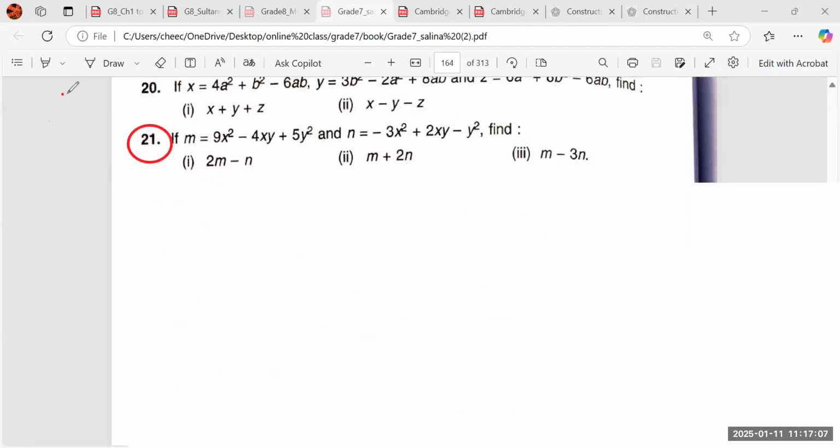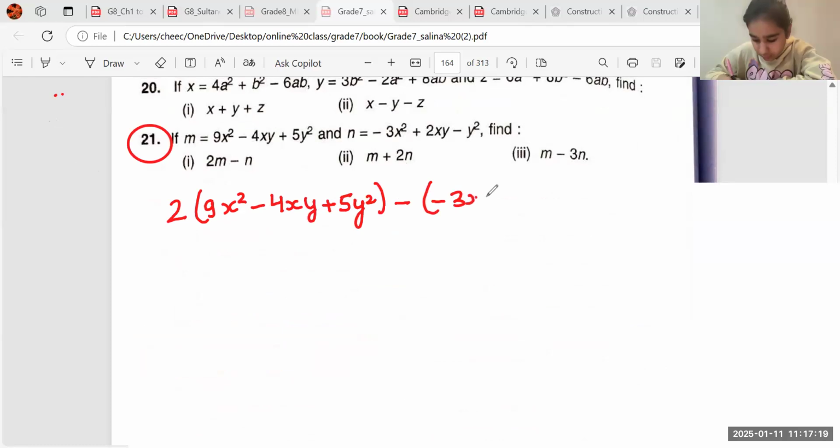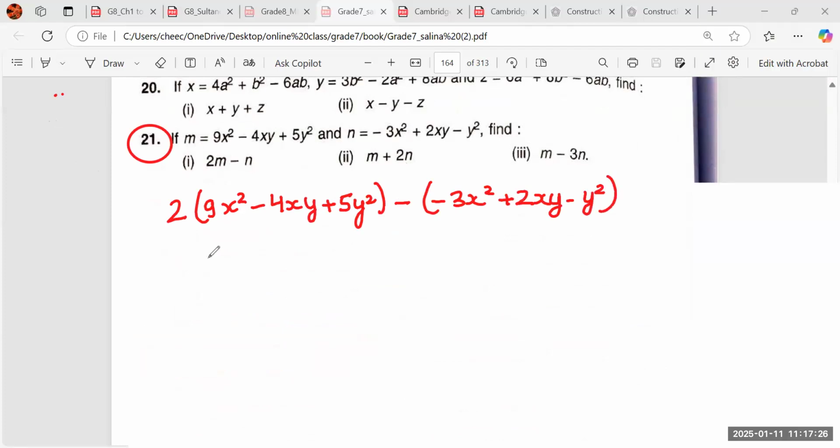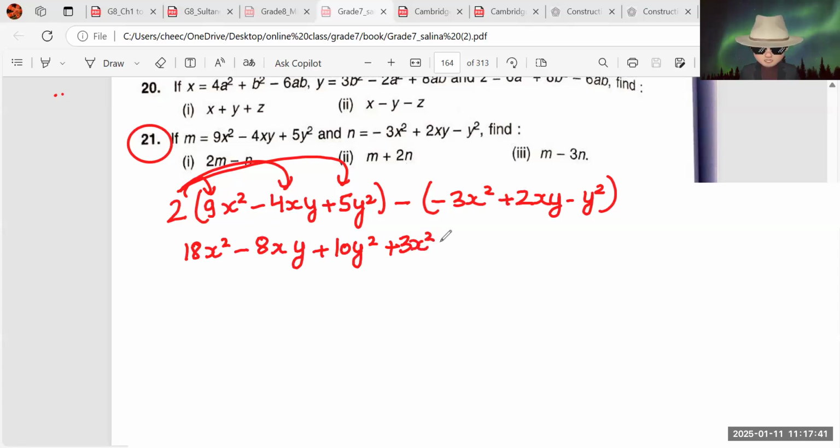So what I am going to do is 2 times m, this is by 2 times m minus n. We're doing this, so this 2 will be multiplied to each and every term. So this will become 18x square minus 2 into 4xy, 8xy, plus 2 into 5y square, 10y square, plus x square.